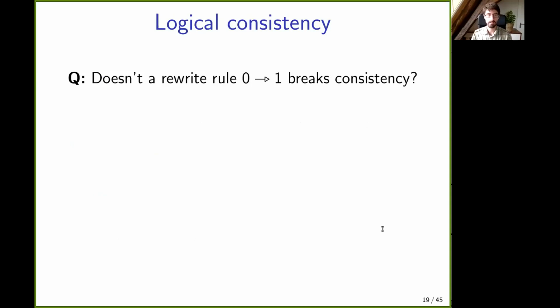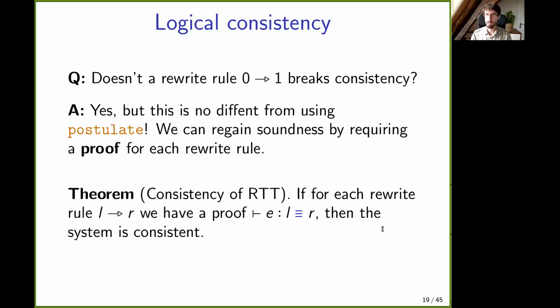So first of all, let's consider a rewrite rule rewriting 0 to 1. Doesn't that break consistency? The answer is yes, it does break consistency, but it's not really different from postulating that 0 is equal to 1, which would also break consistency. In particular, we can regain soundness by requiring that each rewrite rule first must be proven. That's what you saw me do in Agda as well: I first had to prove that these rules were sound, and only then could I use them as rewrite rules.